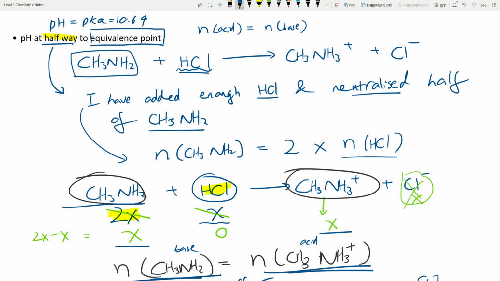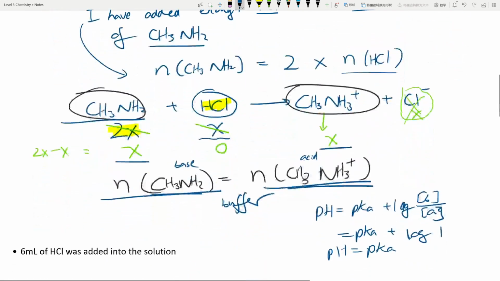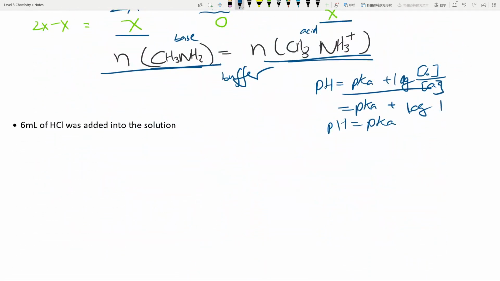At halfway to the equivalence point, you added half the amount of the original moles of the starting CH3NH2 in this example. You neutralized half of it. You produced an equal amount of the conjugate acid. You have the weak base, weak acid, buffer. How do we calculate the buffer? You use this particular equation, but these two concentrations are going to be the same because they are equal molars, and then pH equals pKa. So there's no calculation involved. All right, hopefully that makes sense.